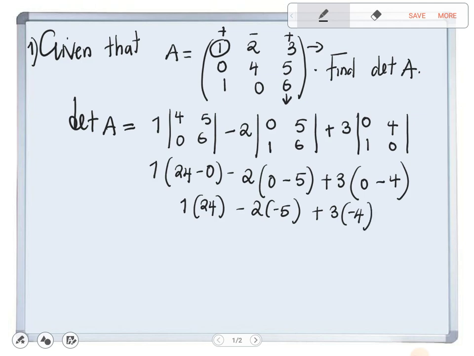So then the only thing remaining is to add them together. We have 24 here. If I multiply, I've got positive 10, and I've got negative 12. So I'm going to get 24 plus 10 minus 12, which gives 22. So 22 is the determinant.